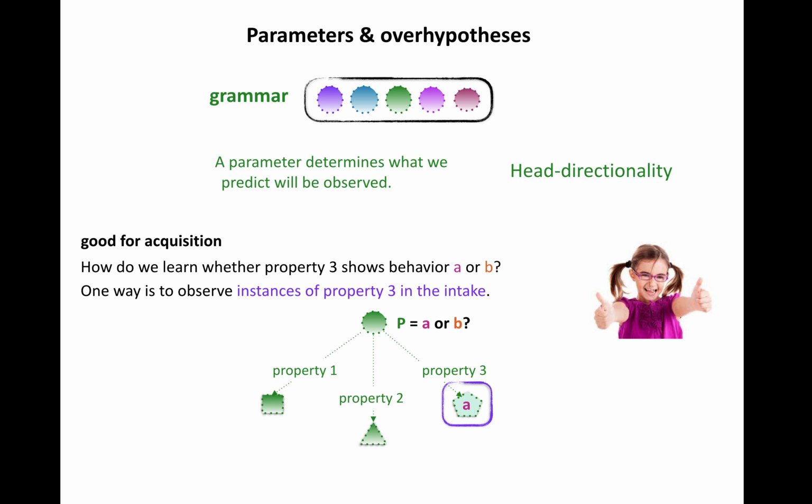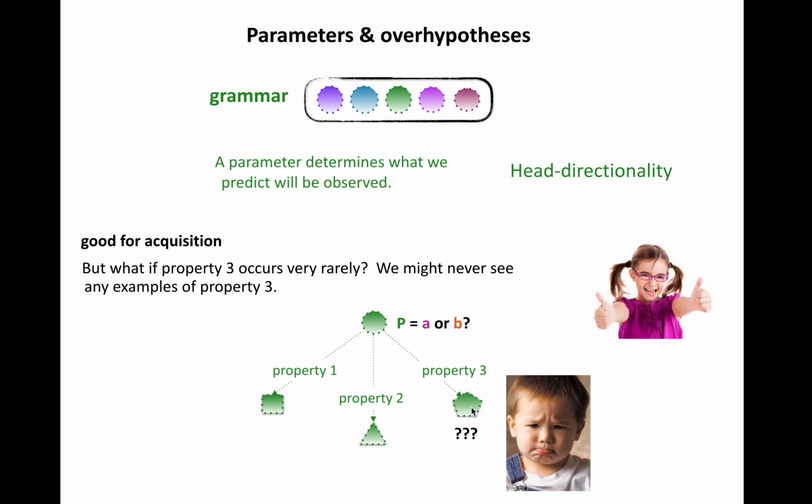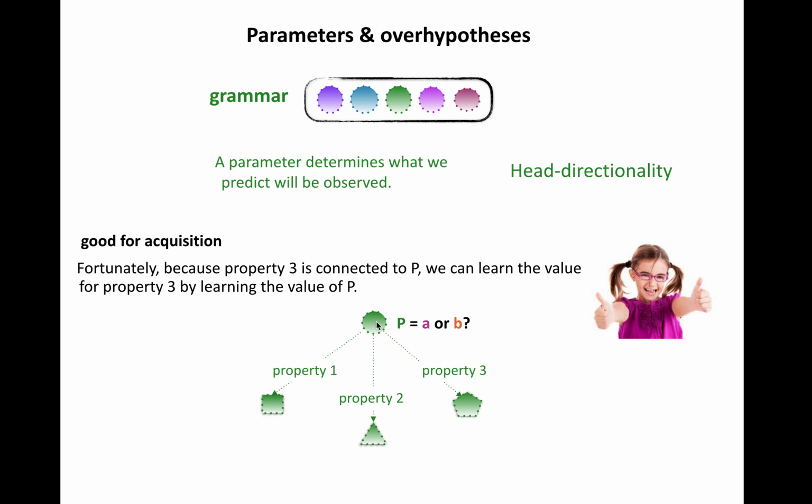Well, one way is to observe instances of property 3, right? Sorry, we were trying to learn whether property 3 shows behavior A or B, right, which is connected to P. And one way to observe that is to say, well, let's just look for instances of property 3 and let's find out, are they A or B? Maybe they're A, maybe they're B, right? But what if property 3 occurs very rarely or not at all? We might never see any examples of that, but we still want to know about it. Well, again, that's where this connection comes in handy, okay? So because property 3 is connected to P, we can learn the value for property 3 by learning the value of P, okay? Right? That's the point of it.